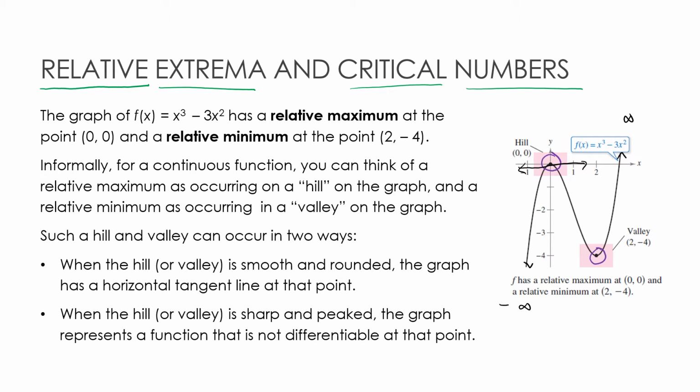If I had something that looked more like this, which is an absolute value function, this guy would be the minimum, the relative minimum, or actually the absolute minimum as well. But notice I couldn't draw a tangent line at this point. Obviously it's not differentiable because it's a sharp corner, and so it is not differentiable at that point. So either of those would represent a relative min, relative max, or sometimes an absolute min or max.